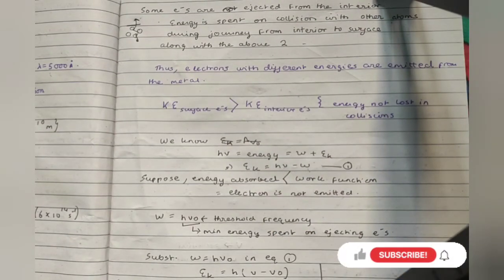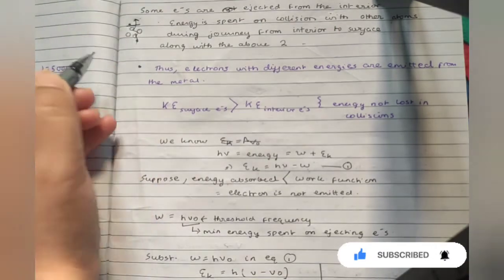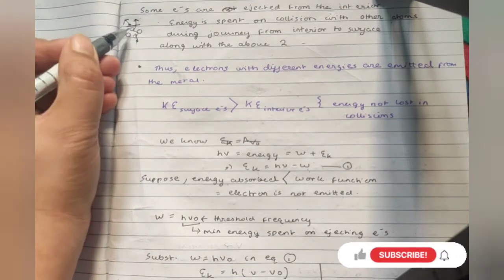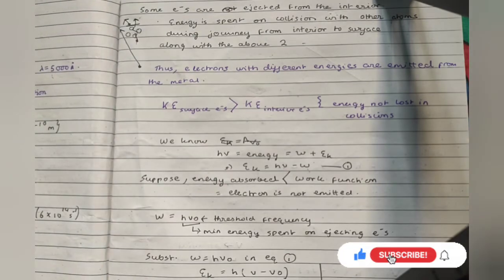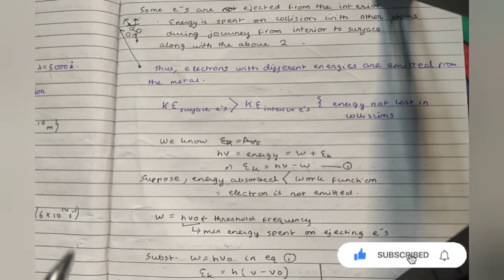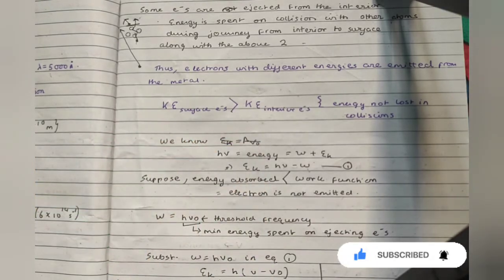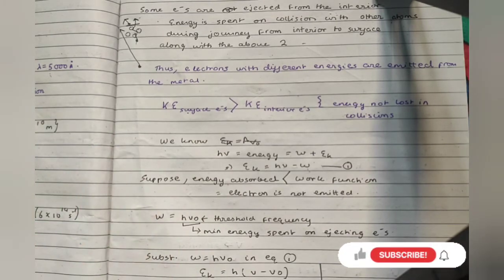Thus, electrons with different energies are emitted from the metal, right? Some are from one level of the interior, some are from even deeper in the interior, and some are from the surface. So all these, when being ejected from the surface, will have different energies, right? The kinetic energy of surface electrons is greater than the kinetic energy of interior electrons, because they do not lose energy during collisions.